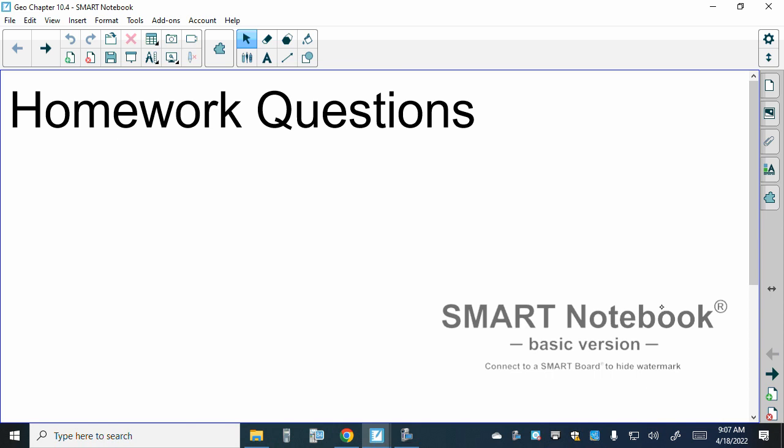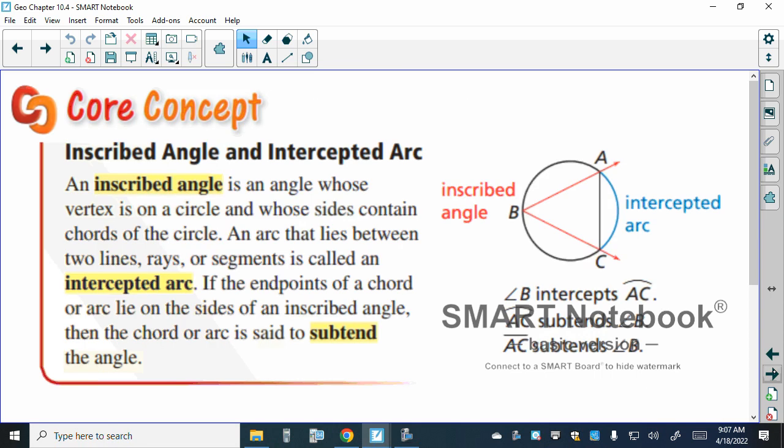All right, guys, are there any questions over any of the assignments so far? Any questions over 10.1 through 10.3 before we start looking at 10.4? All right, let's put the Chromebooks away and headphones out.